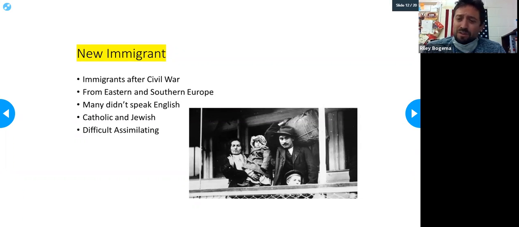But after the Civil War, all these immigrants are going to come, and they're going to be very poor. They're coming from war-torn countries where they're being persecuted. A lot of them are Jewish, so they're facing persecution in their countries for being Jewish. A lot of them are Catholic, so they're going to be very different, because the majority of the United States is Protestant, and a lot of them don't speak English. So they're going to have trouble assimilating.